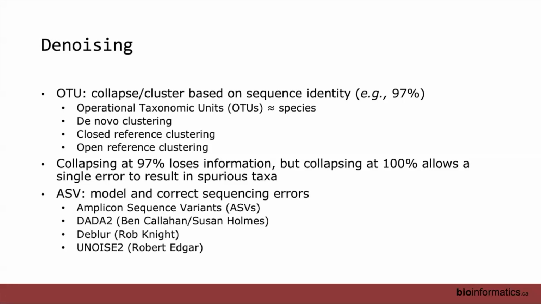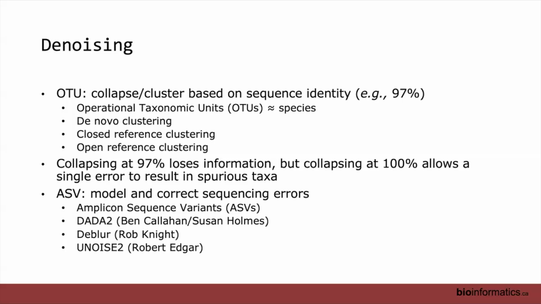So you lose information, but at the same time, trying to collapse at 100% means that one single base pair error in your sequence would mean that you've assumed that you have this new taxon that actually doesn't exist in practice. So then people started coming up with the ASV methods, Amplicon Sequence Variant. And the idea here is that they create a model of the errors that they think exist within your data. I can't go into detail of how they actually do that because it's complicated.